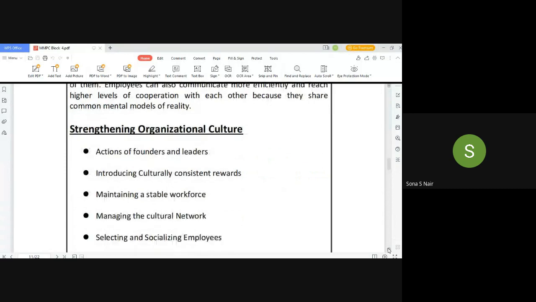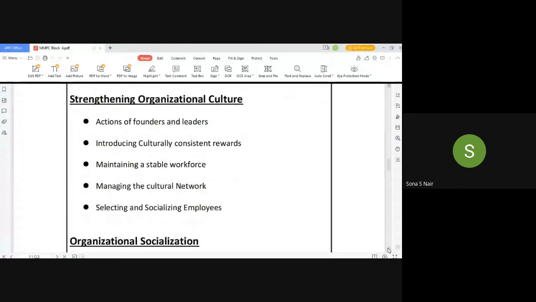How do you strengthen the organization culture? The organization culture is strengthened by the founders of the organization, by the actions of the founders, by giving rewards to people who are aligned with the culture of the organization, by maintaining a stable workforce. Why? Because people learn the culture. And people who are there in the organization for a long number of years, they would train the others in the culture of the organization.